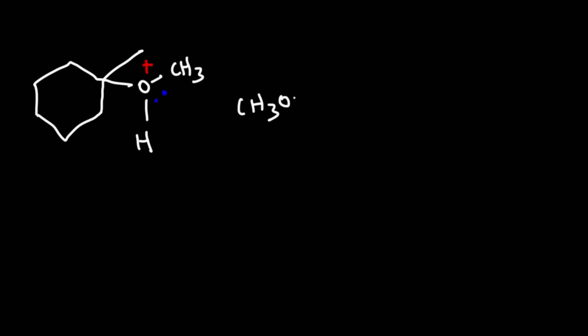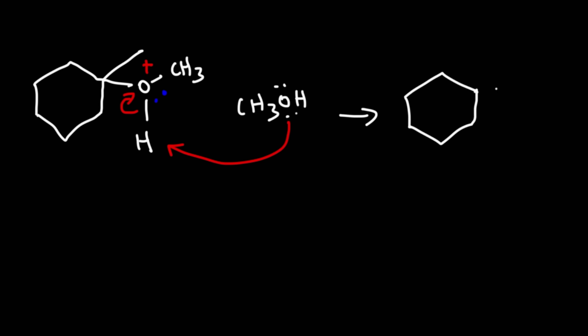Now another methanol molecule is going to remove this hydrogen, and the end result of this reaction is an ether. So that's what happens when you react an alcohol with an alkene. You're going to get an ether.